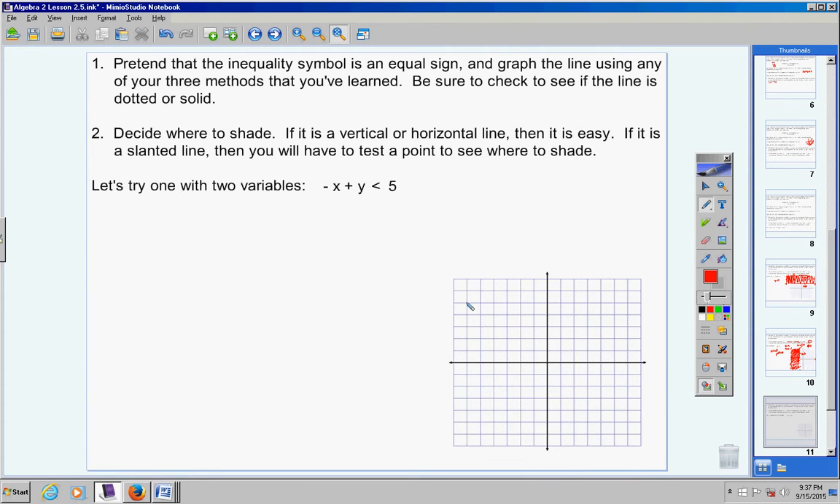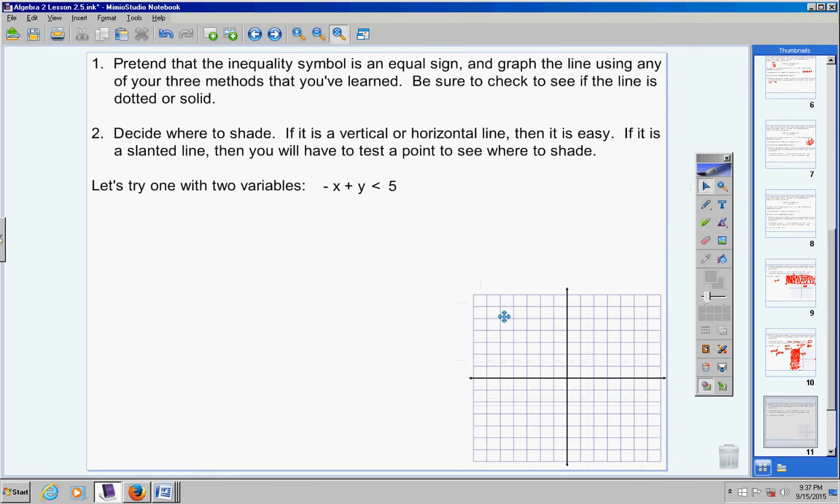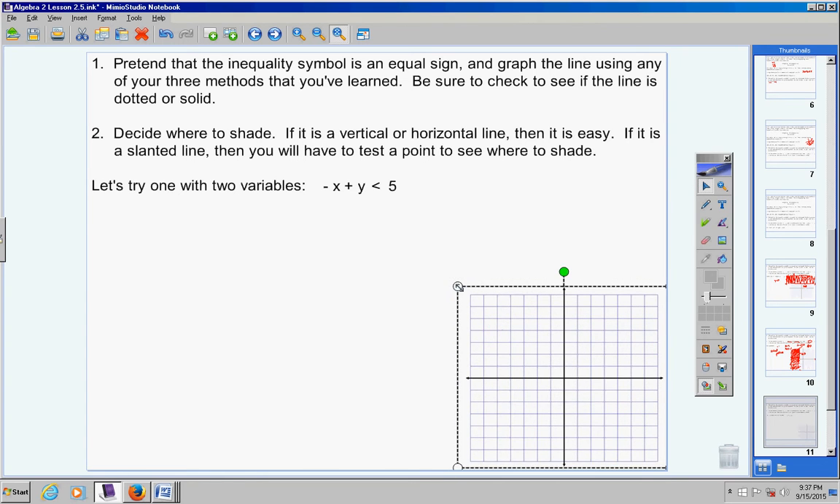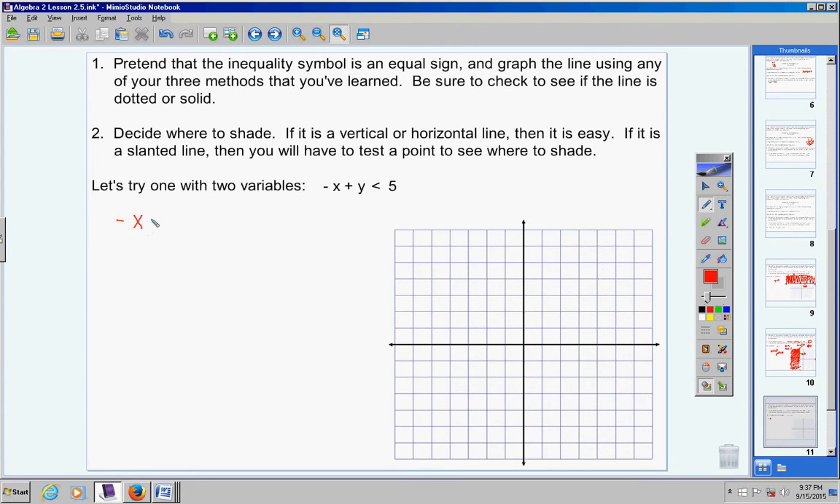Let's try one now with two variables, okay? The steps are still the same. So here we go. Pretend that the inequality symbol is an equal sign. Okay, no problem, I can do that. Let's extend this real quick and make it a little larger. There we go. And let's pretend we have an equal sign just for a second, okay?